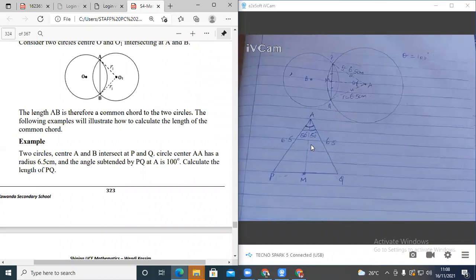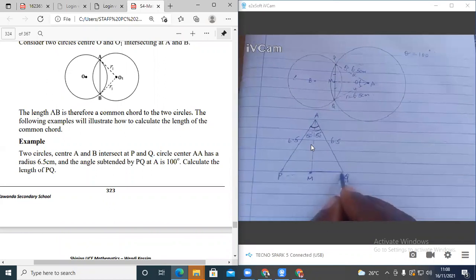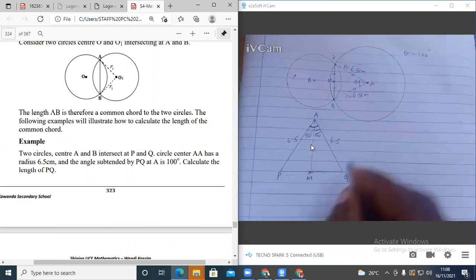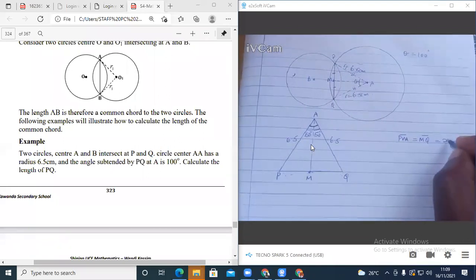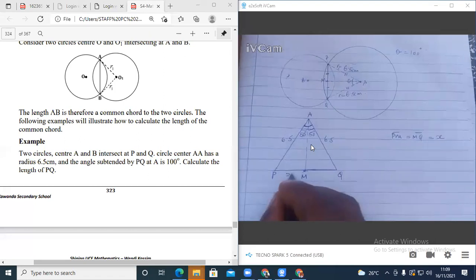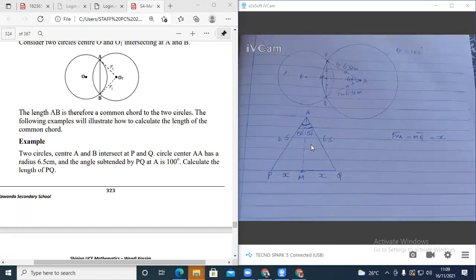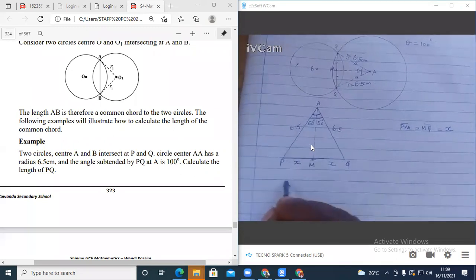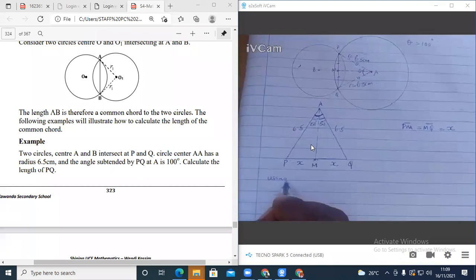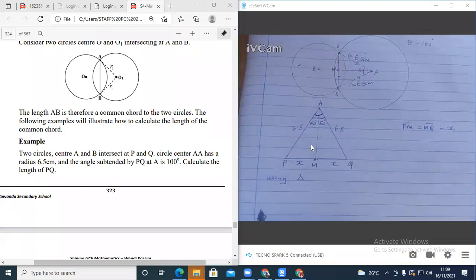Okay. Now the other thing is that you should know that this distance PM is equal to the distance MQ, and I'll call that X. So this is X and this is X. They're equal. So once I get one X, I'll be able to find the length PQ. So what I'm going to do is extract out the triangle. So work with triangles everywhere.